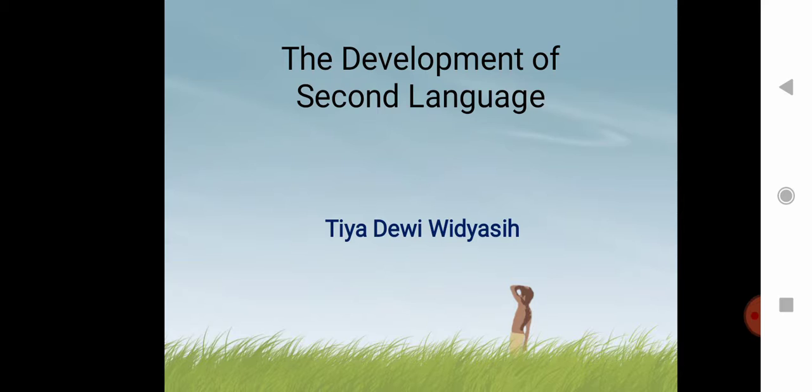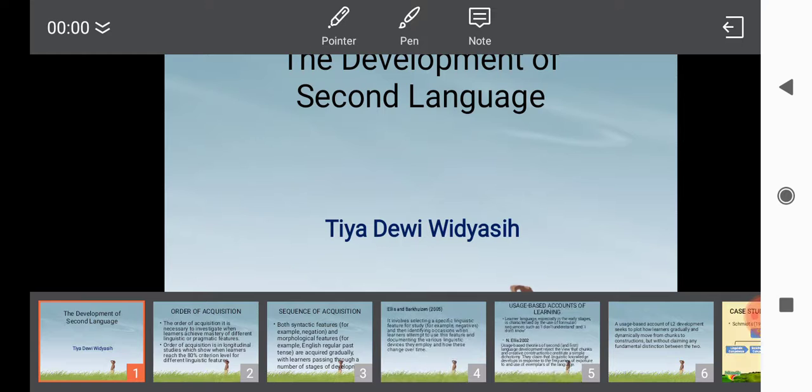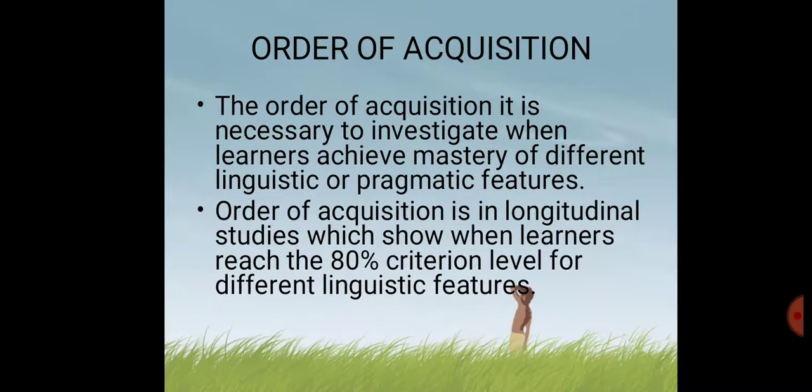In this section, I would like to show you about the development of second language varieties. We will talk about the order of acquisition, sequence of acquisition, and usage-based accounts of second language development. The first one is about order of acquisition.